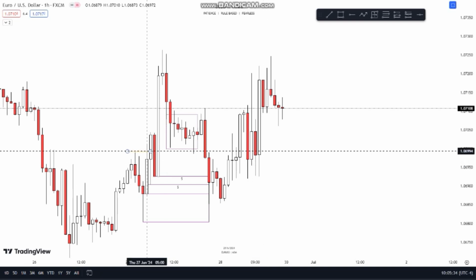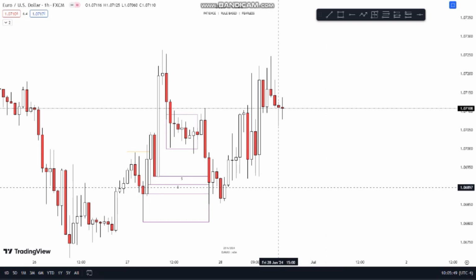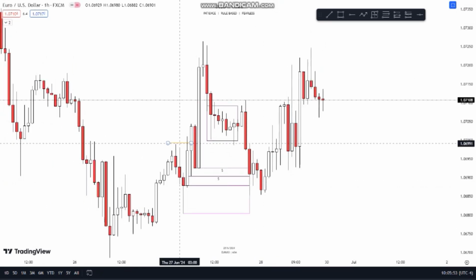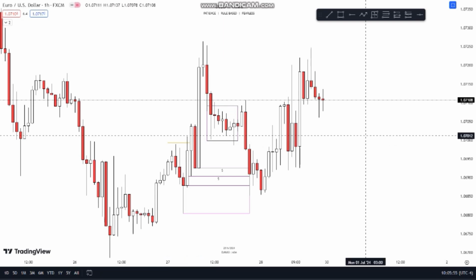Once a higher time frame breaks structure, the next time frame lower than the one that broke that structure, every low or high, depending on the range, will serve as liquidity. Let me show you guys what I mean here. After this 1 hour broke structure, let's move over to 15 minutes.